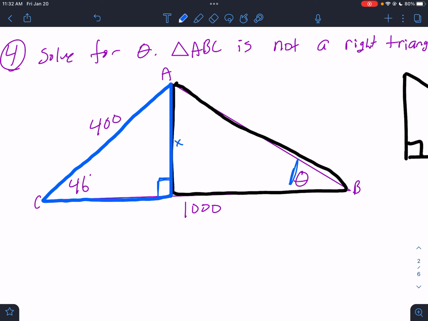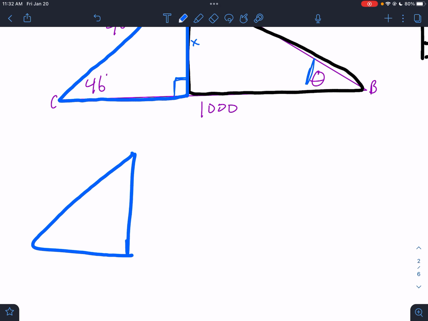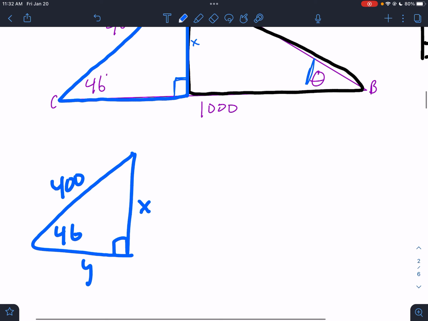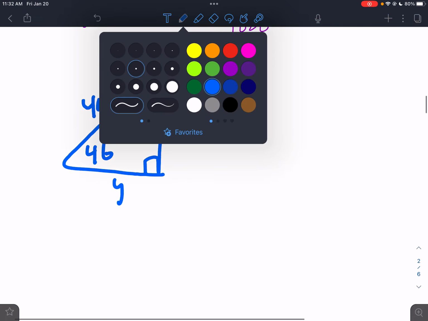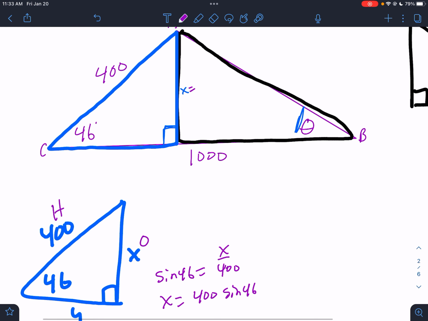And I need to solve for x. And I need the bottom there. So let me redraw this situation. We have 46. We have 400. I need these 2 parts. I need them both. And I'll tell you why in a second, but I do need both. So let's work these out. So for x, this is opposite hypotenuse. So the sine of 46 equals opposite over hypotenuse. So x equals 400 times the sine of 46. So up here, this is 400 times the sine of 46.